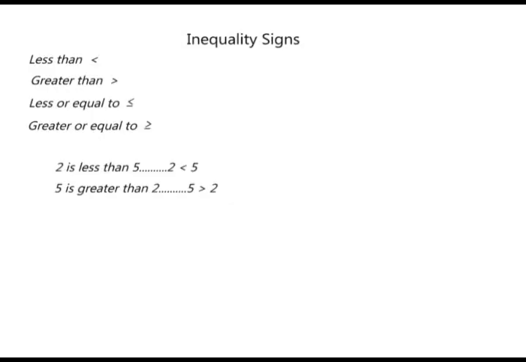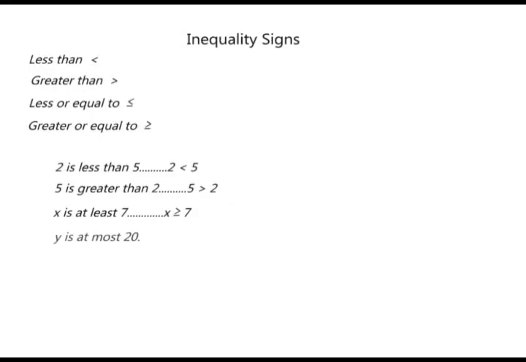Now take an unknown value x. Suppose x is at least 7. It means the smallest x can be is 7, and so x is either 7 or more. We say that x is greater or equal to 7. Using inequalities, we write x ≥ 7.